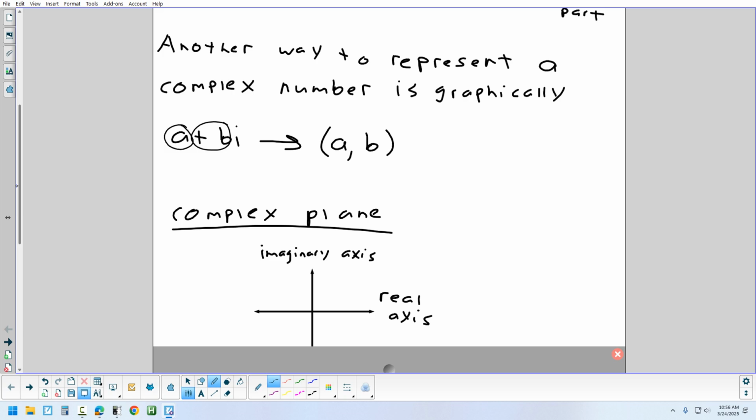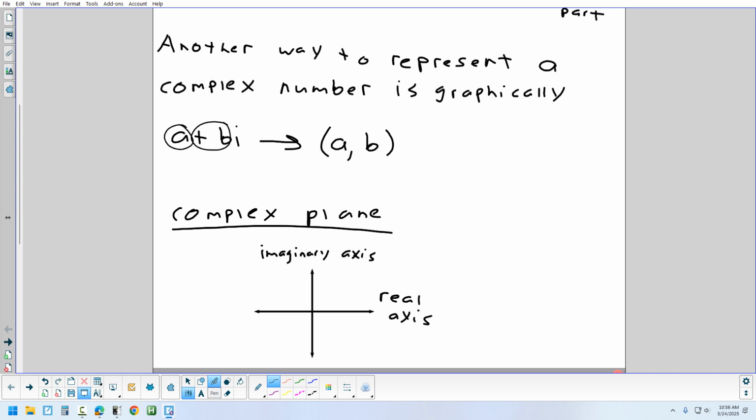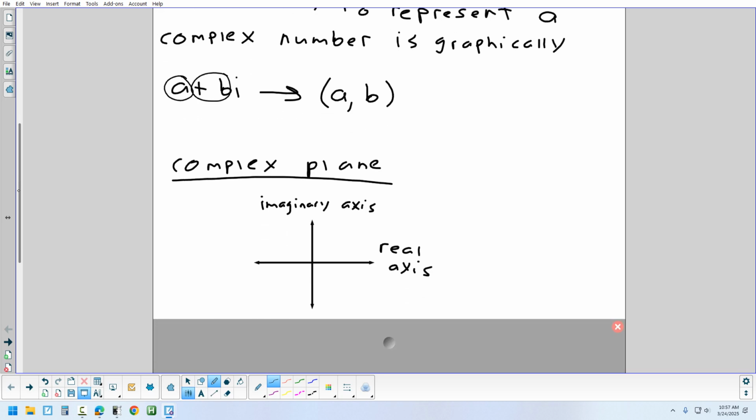So the real axis is going to take the place of x, and the imaginary will take the place of y. The directions are the same as what you're used to. On the real axis, positive numbers go right. On the imaginary, they go up. On the real axis, negative numbers go to the left. And on the imaginary, negative numbers go down. So I'm going to show you how we would use the complex plane to graph a complex number.